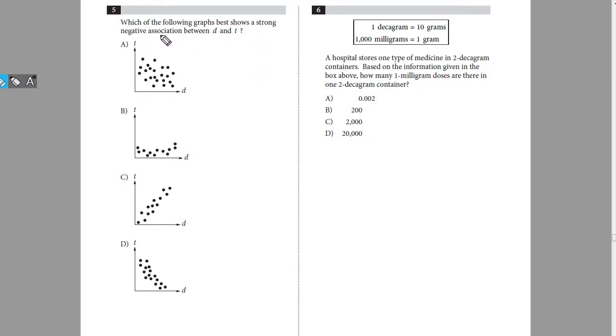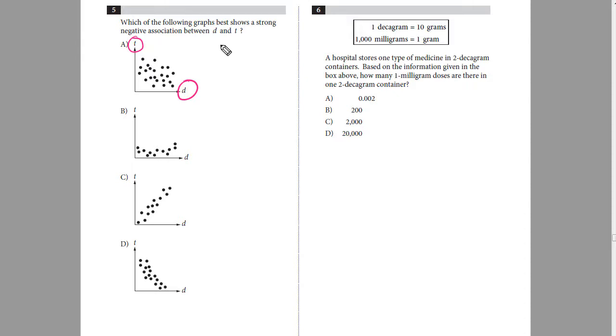Negative association means that with the increase in D, your T should decrease. If any variable in the x-axis increases, your variable in the y-axis should decrease. That is called the negative association. Positive association is if your variable in x increases, then your variable in y should also increase as well. That is the positive association.